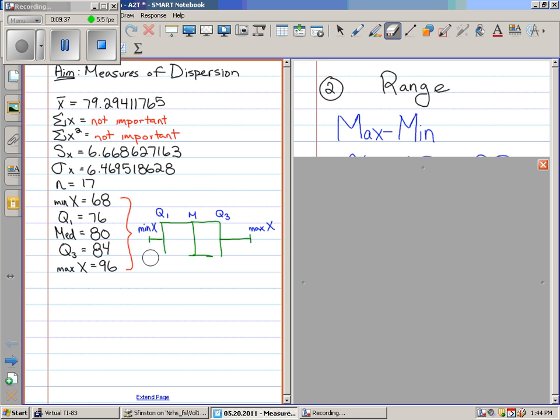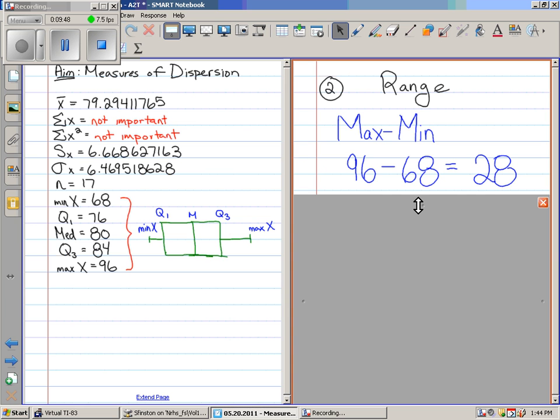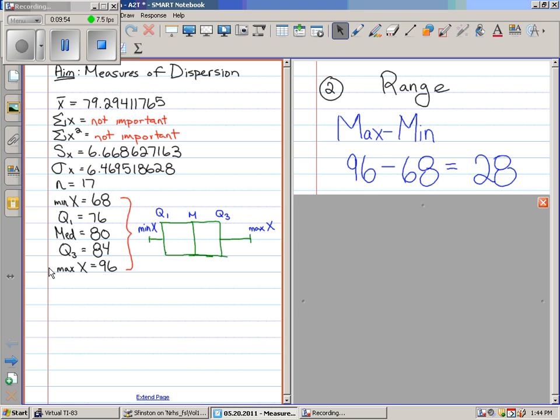Are you sure? Positive. Sure. It's going to be 28. But look, you don't actually have to look through the list of numbers. Once you get all of these numbers from doing the calculation, do max minus min. 96 minus 68. Okay, that's the range.